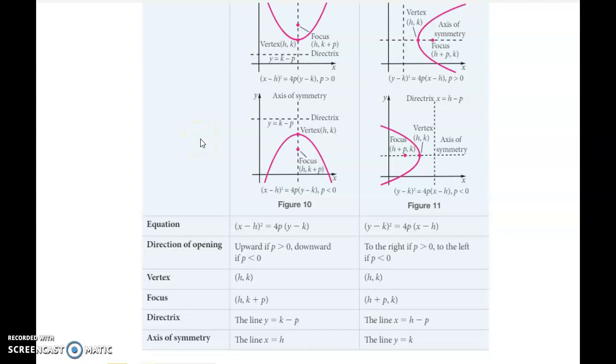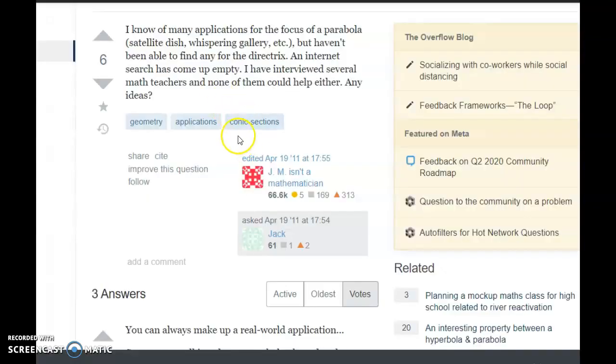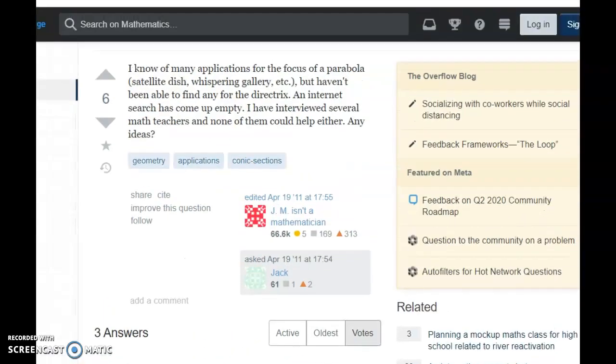And so I actually had to look at what are the applications of the parabola. So I came up with this one here. I think this is Math Stack Exchange.